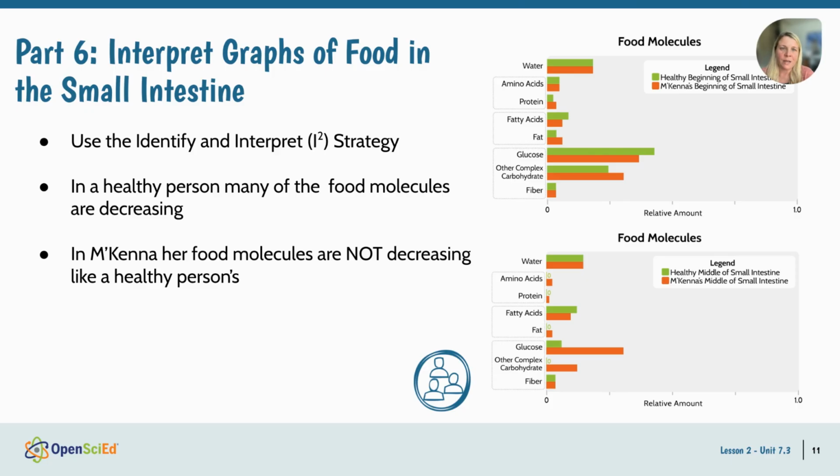Then on day 2, we analyze data using the Identify and Interpret strategy, also known as the I2 strategy. Here, first, students identify what they see in data. It could be as simple as there's 2 different colors, green and orange, to something more detailed, like McKenna has more glucose in the middle of her small intestine than a healthy person. This process helps students break down what they can see in data and makes it less intimidating.